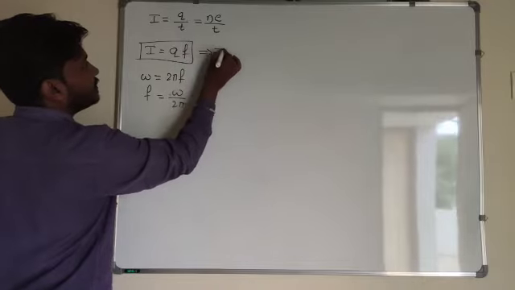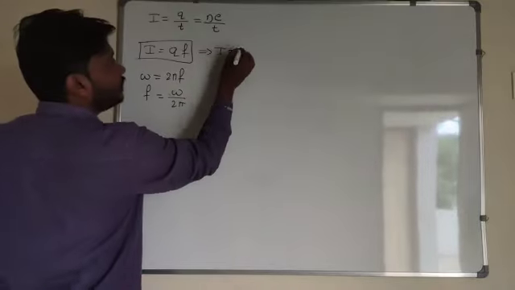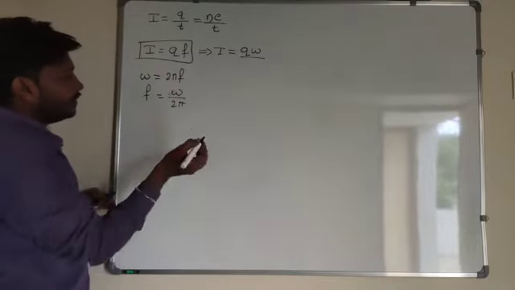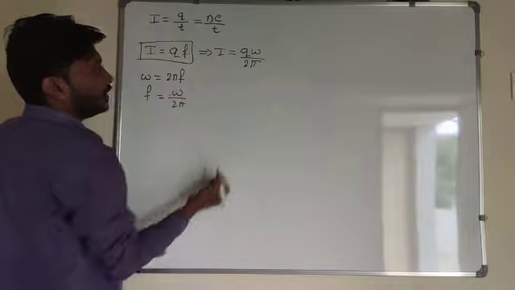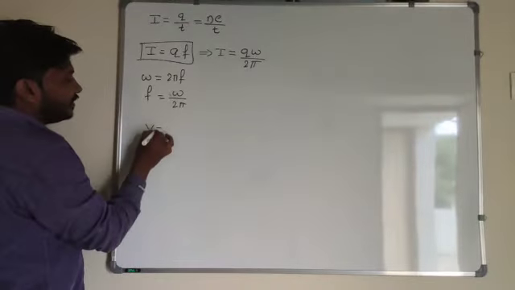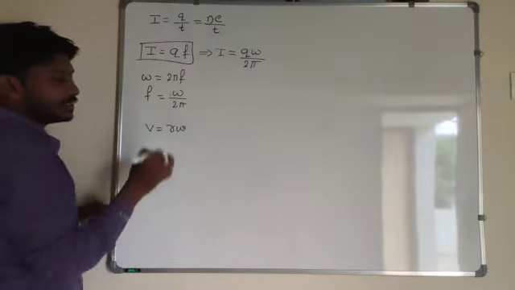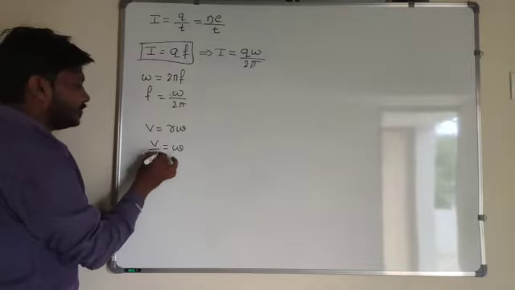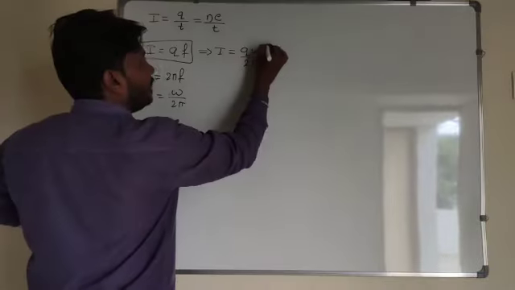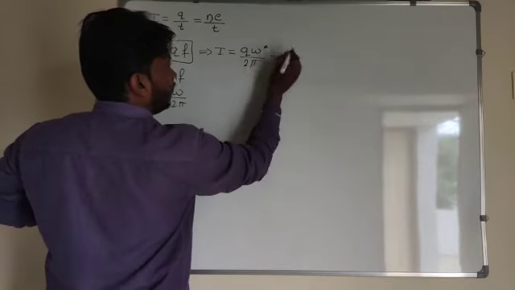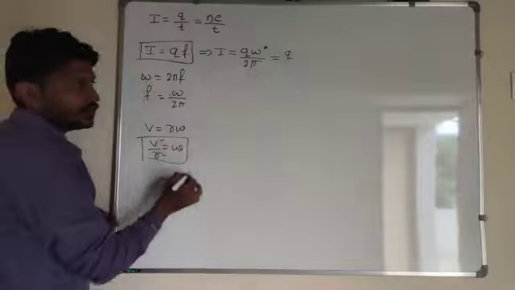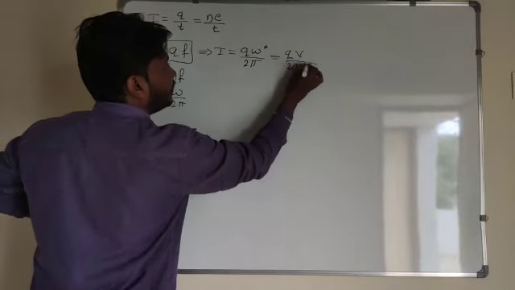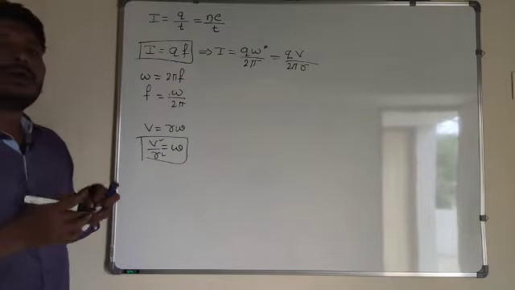Let me extend this equation. I is equal to Q into F, which is Q into omega divided by 2 pi. The relation between linear velocity and angular velocity is V equals R omega, so omega is equal to V by R. Wherever omega is there, I will fill in V by R, so I is equal to Q V divided by 2 pi R. So this is all about current.